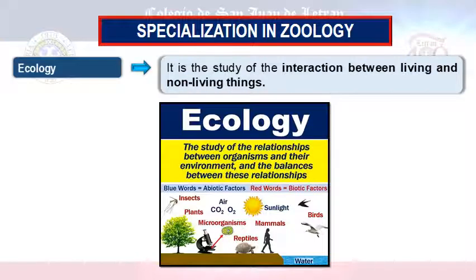Ecology. Ecology is a branch of biology that can be specialized in zoology concerning the spatial and temporal patterns of the distribution. Ecology is also the study of relationships between organisms and their environment and the balances between these relationships. Biodiversity plays an important role in ecosystem services, which by definition maintain and improve human quality of life.